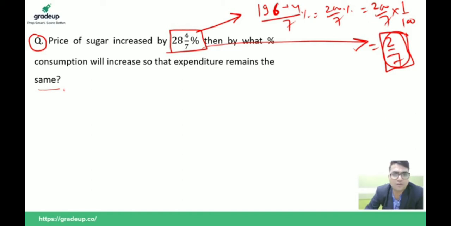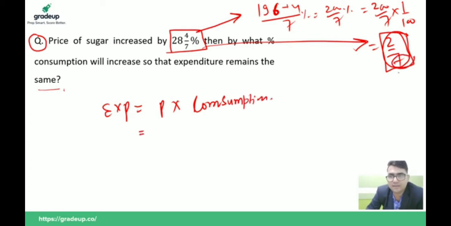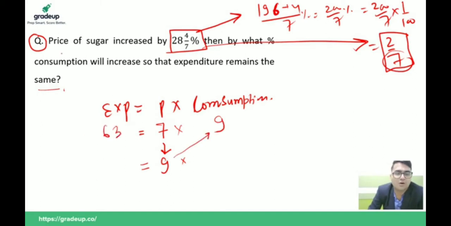Okay, so we will do this by the basic method. As you all know, expenditure is equal to price into consumption. Now let price be 7. In this question we have been given that price is increased by 2, that is 9, and let consumption be 9. Always let this number be the consumption. Then expenditure becomes 63.